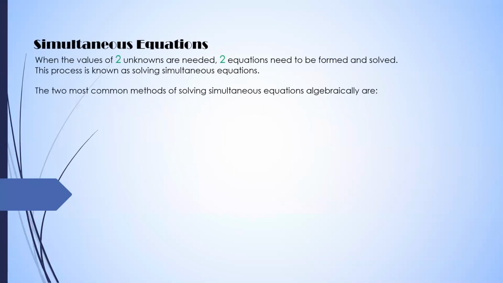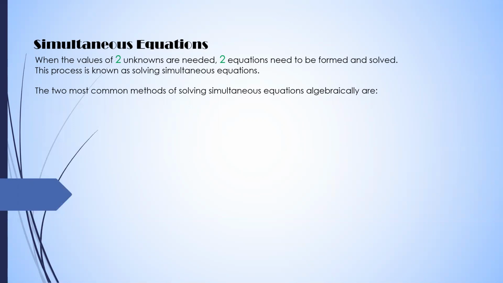Okay, simultaneous equation is when we want to know two unknowns, then we need two equations to be formed and we try to solve from there. Okay, so this process is known as solving simultaneous equation because we have two equations right now and then we need to solve them simultaneously.